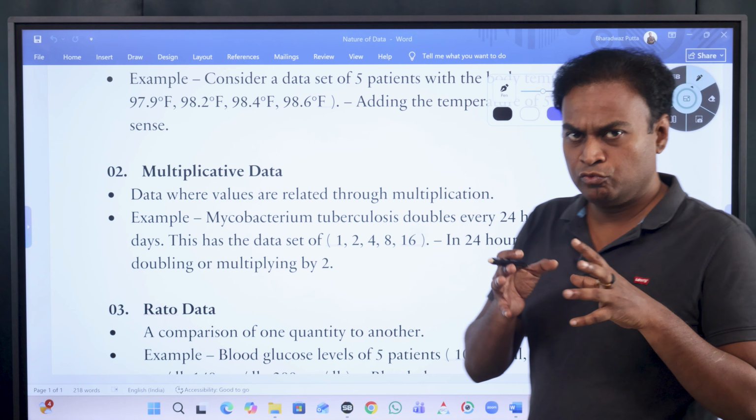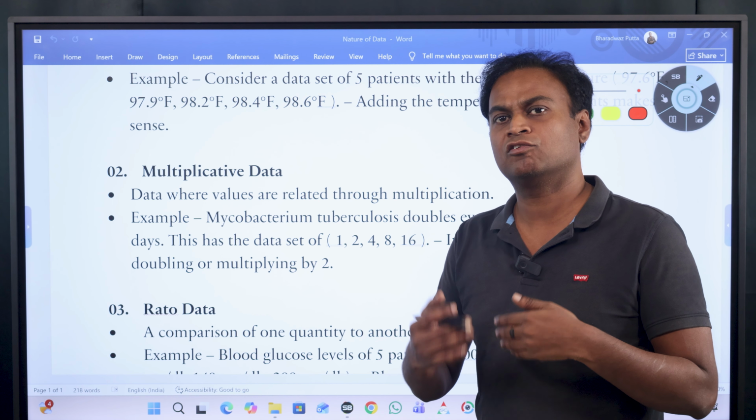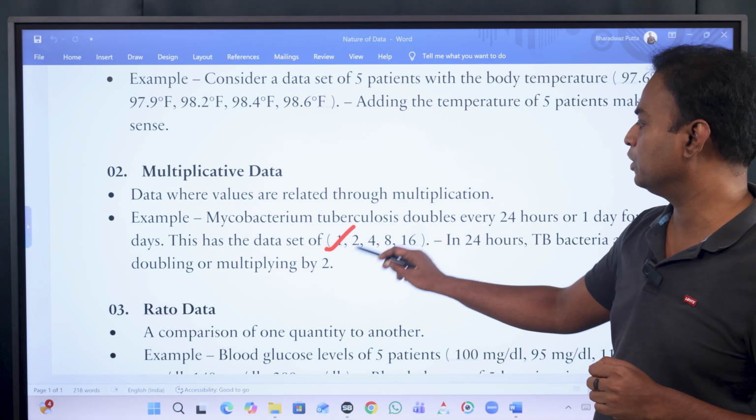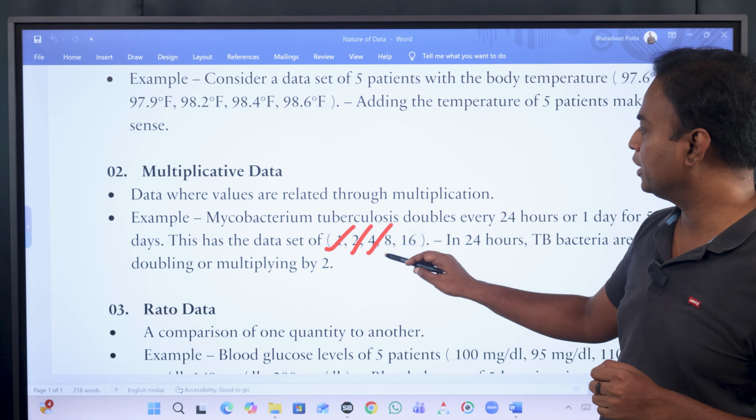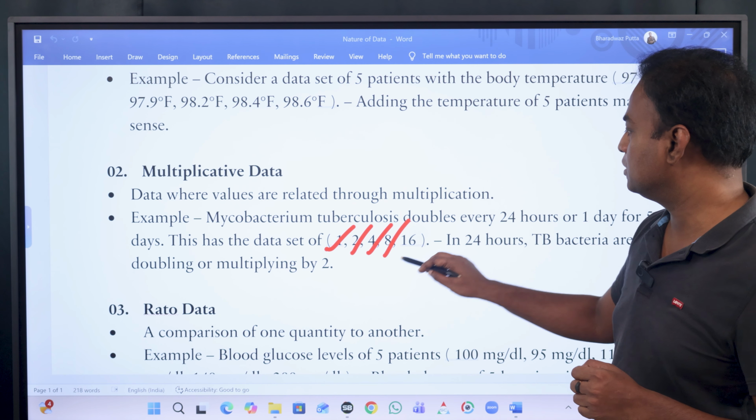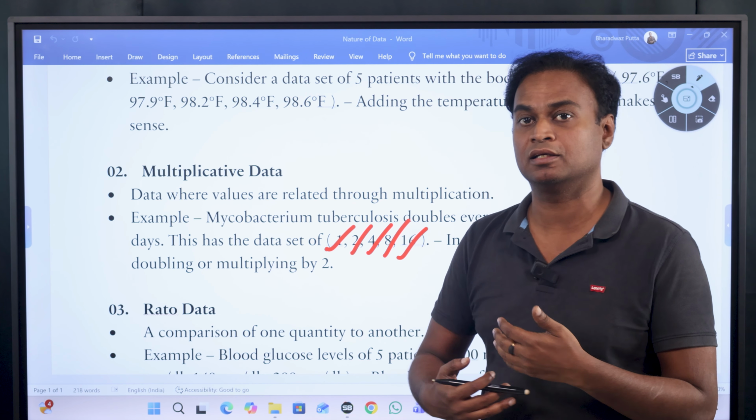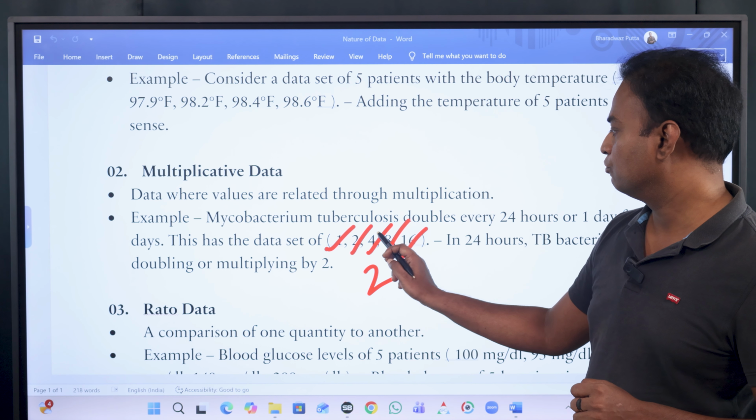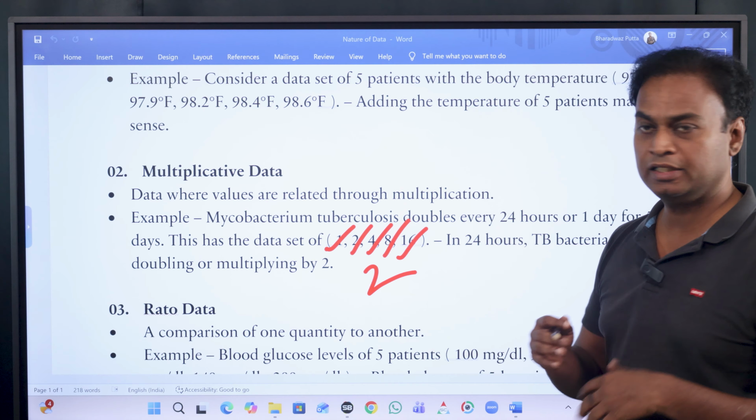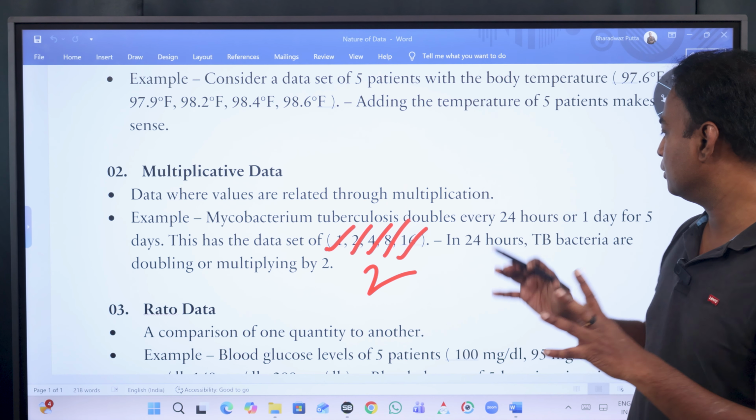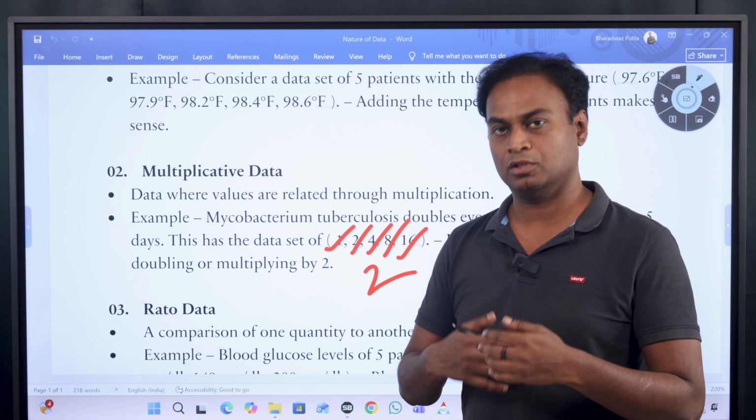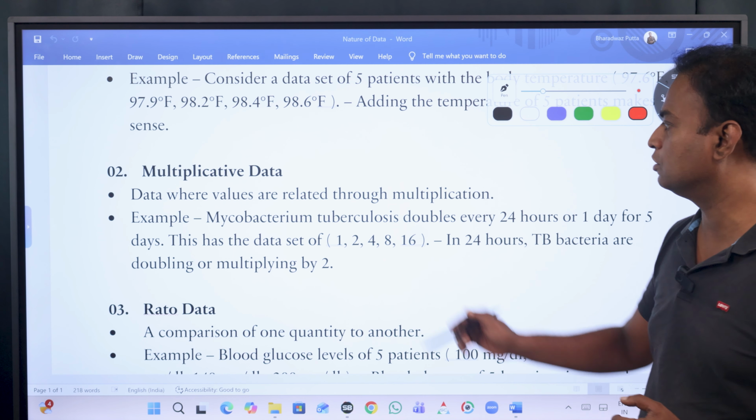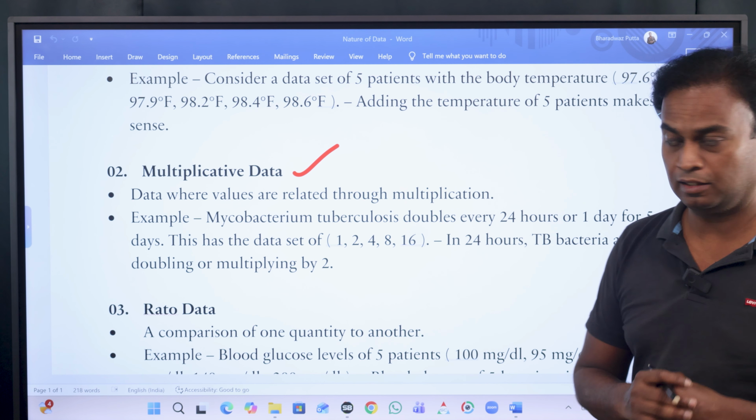Take that example. You are measuring the growth of bacteria for 5 days. Maybe one day it is 1 million, the second day 2 million, the third day 4 million, the fourth day 8 million, and the fifth day 16 million. It is multiplying by a factor of 2. 1 into 2 is 2, 2 into 2 is 4, 4 into 2 is 8, 8 into 2 is 16. Every 24 hours the bacteria is doubling. When you have this kind of data, it is known as multiplicative data.